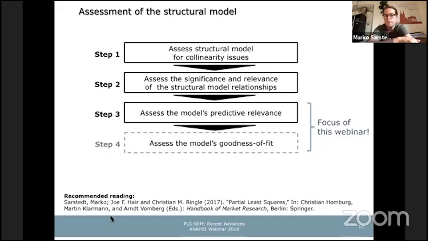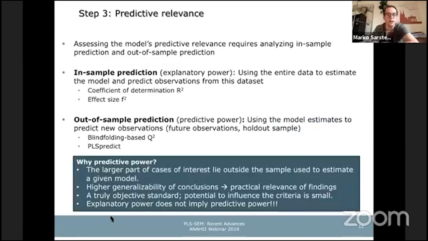So I'm not going to be talking about step one and step two now, because these are pretty well established. It's getting more interesting here with step three and step four. And let's focus on these now. So looking at step three, the predictive performance of a model. Well, there are actually two types of predictive performance we can look into. There's the in-sample prediction, and there's the out-of-sample prediction.